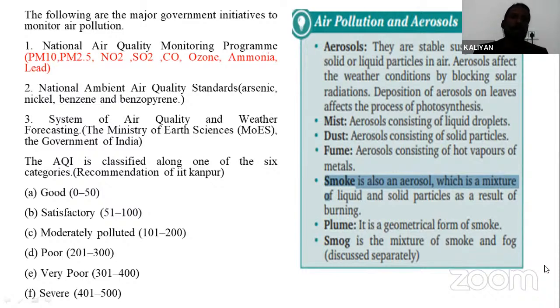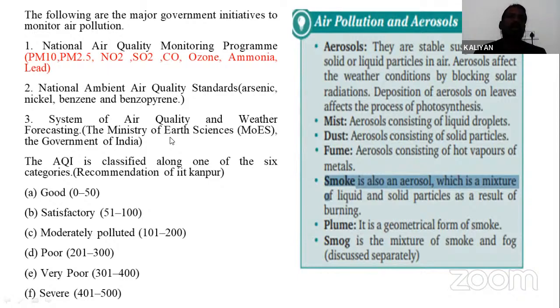That is called National Air Quality Monitoring Program. National Ambient Air Quality Standard adds arsenic, nickel, benzene, and benzopyrene. So with those eight pollutants, they add the extra four elements: arsenic, nickel, benzene, and benzopyrene. Around 12 pollutants they measure. That is called National Ambient Air Quality Standard. System of Air Quality and Weather Forecasting was created by the Ministry of Earth Sciences, Government of India.